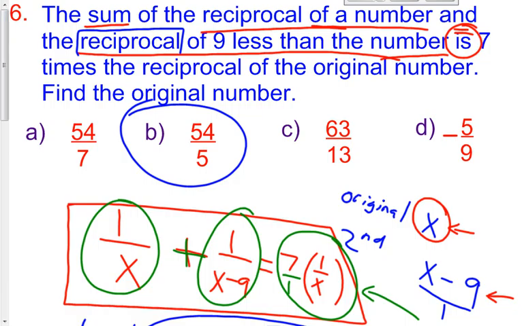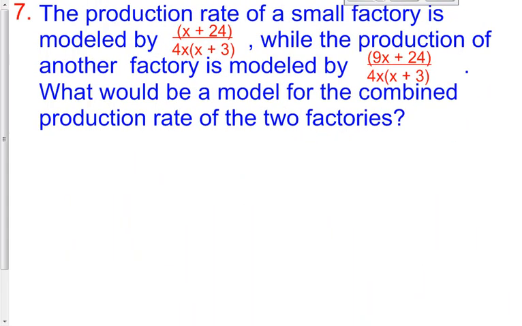And lastly, problem number 7. It probably looks the most difficult out of all these problems, but in all actuality, it's the easiest one of all these problems. The production rate of a small factory is modeled by this equation. If you're interested in owning a small business or working for a business, you're going to have equations all the time in how things are deducted or how your funds are accrued and stuff like that. And you're going to have a bunch of different equations for all those things. And this particular expression is for this small factory. While the production of another factory is modeled by this equation. If you were to combine these two factories, what would the production rate be?